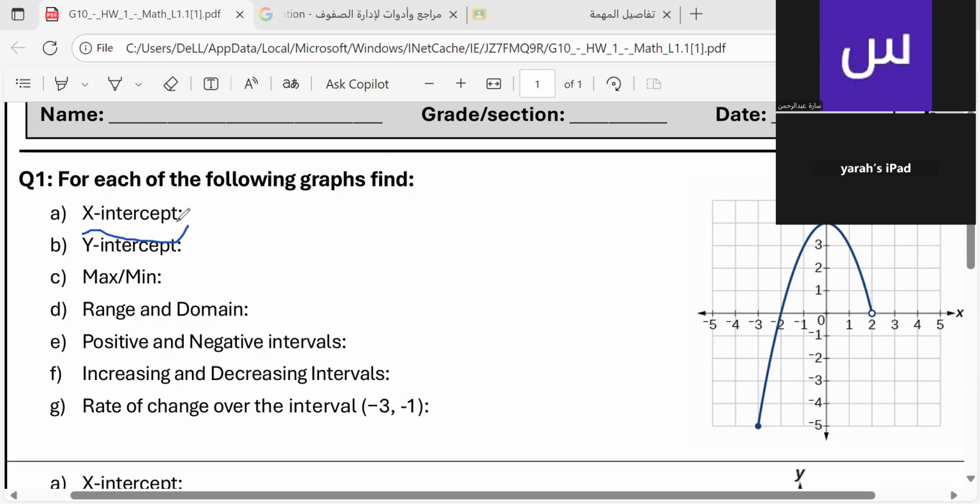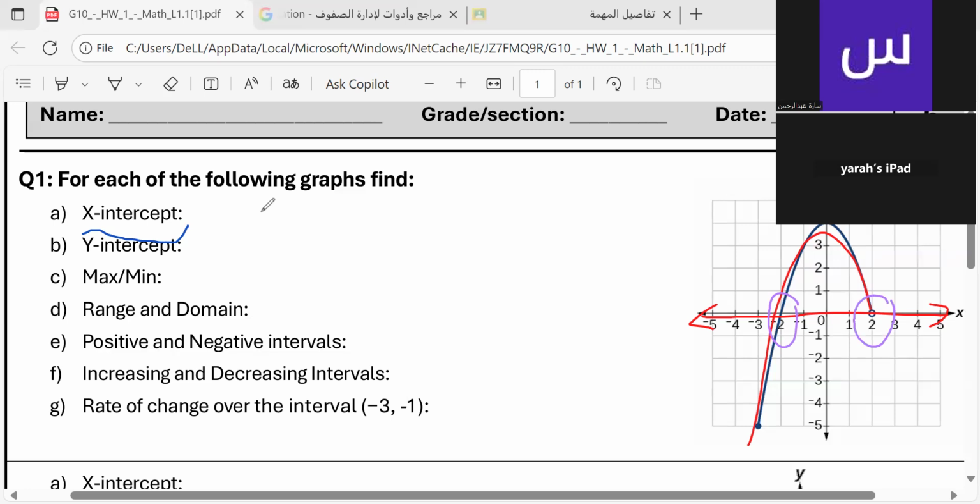What is the meaning of x-intercept? It means the point which intersects with the x-axis. That is the x-axis, and now we need to find the point where the curve intersects the x-axis. If you look here, we actually have 2 points. The first point is -2, and it's closed. But this point, which is 2, is open.